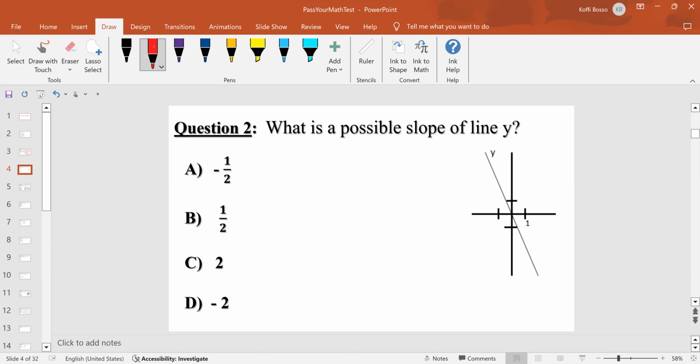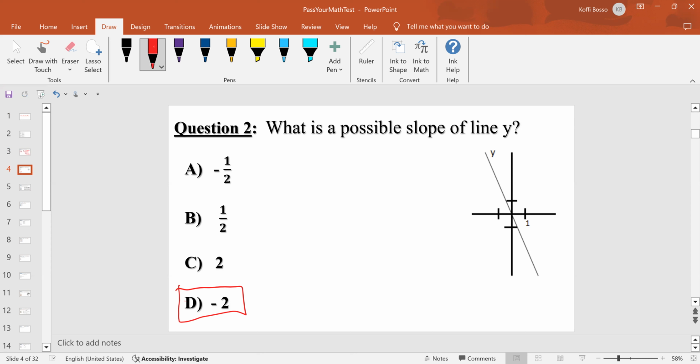Okay, the next question. What is a possible slope of line Y? This is another challenge question. Again, you can challenge yourself. You stop, you pause the video, and you solve it before you continue. But again, know that the correct choice is D, -2.